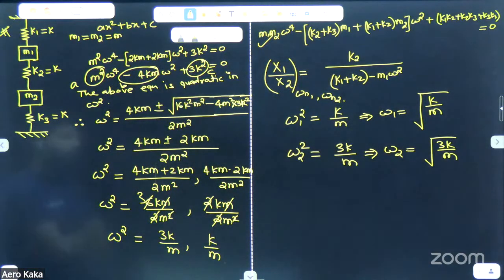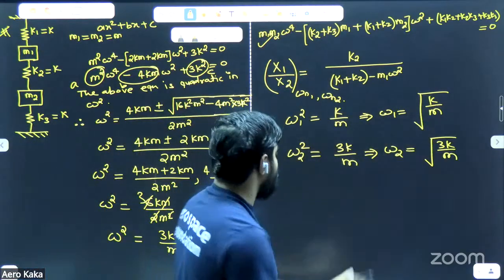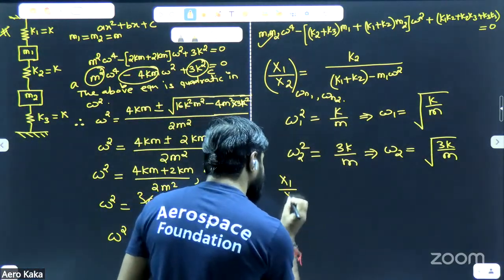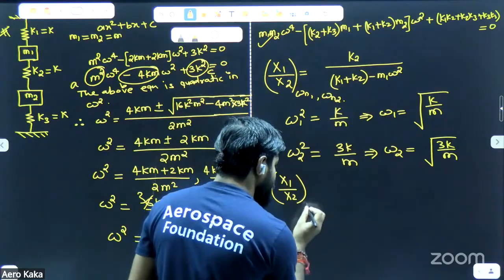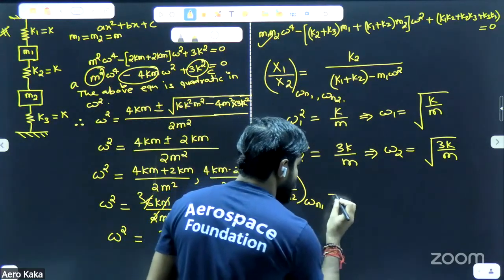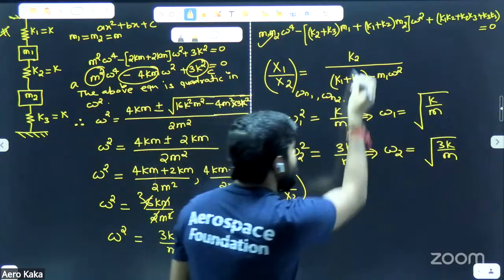Okay, very good. Now, once we get this one, we can calculate the x1 upon x2 corresponding to the first natural frequency, or first mode, which is omega n1. k2 is how much?